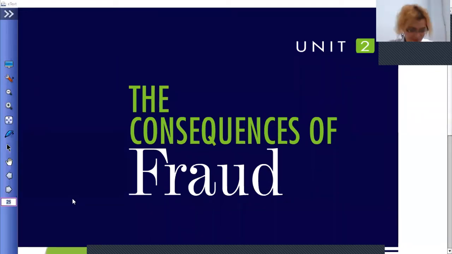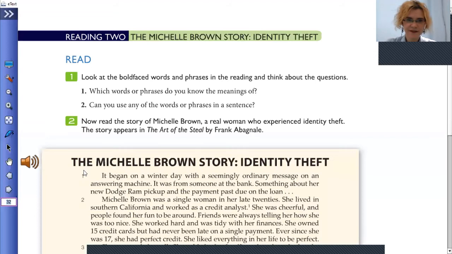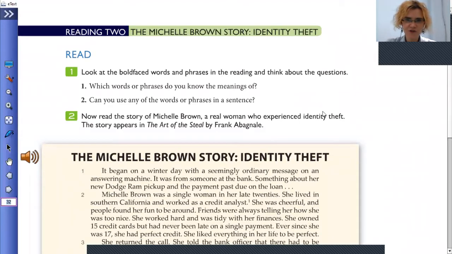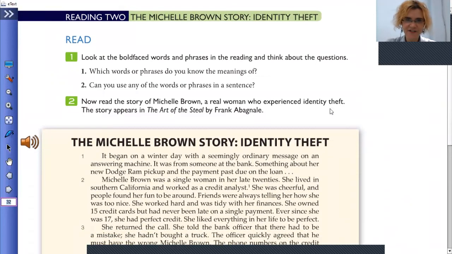Okay, awesome. Now we're gonna go to reading 2, which is on page 32. So let's go there. Reading 2, the Michelle Brown story, Identity Theft. We're still talking about that.